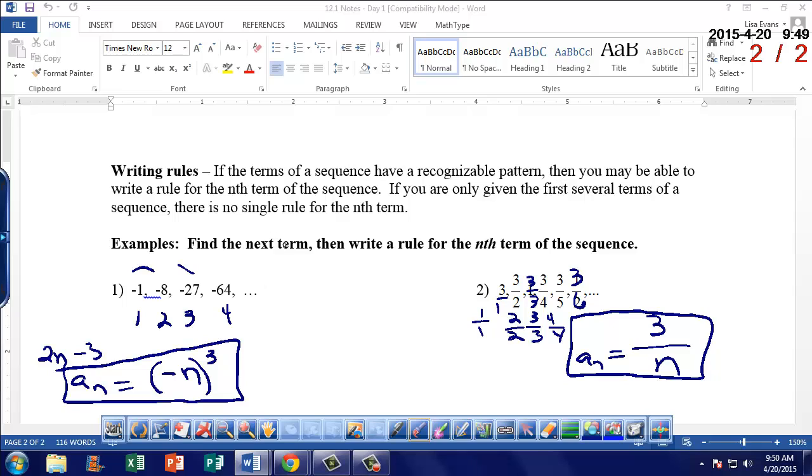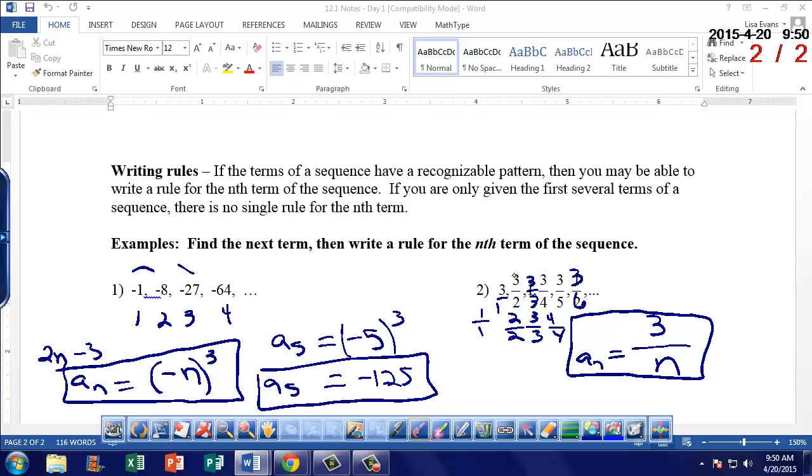Now, I just realized I didn't finish reading the directions. It says find the next term, then write the rule for the nth term. So I have to finish filling in. This is 1, 2, 3, 4. This is the fourth term, so I need to write what the fifth term is. The fifth term would be negative 5 cubed. That would be negative 125.